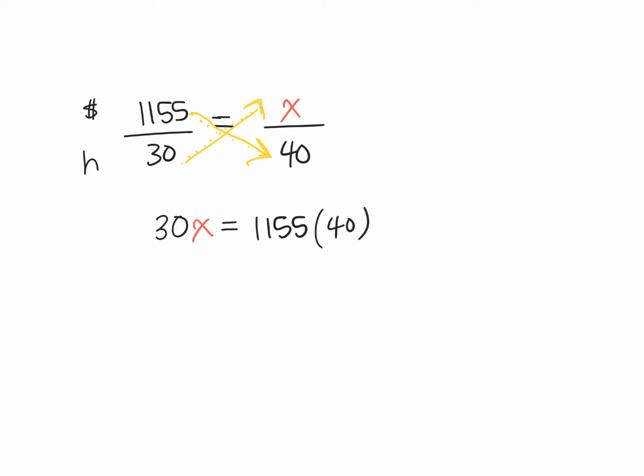I need to isolate x. I need to get x by itself. Remember this from grade 8. Opposite operations. 30 times x. What's the opposite of multiply? If I divide this by 30, I'm isolating my x, right? If I divide the left side by 30, what do I have to do to the right side?